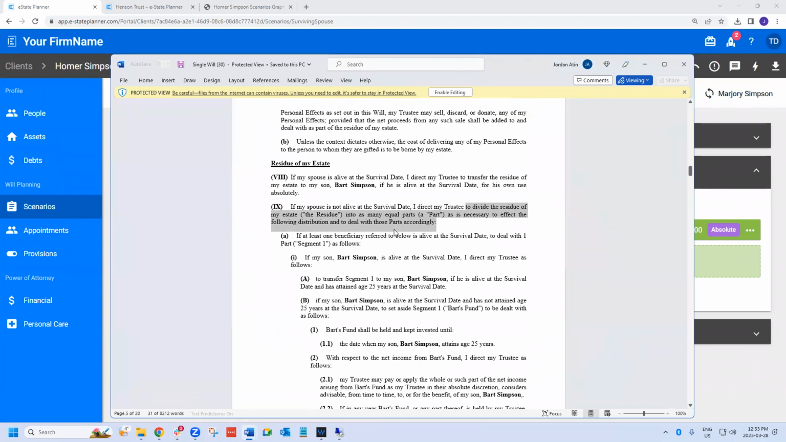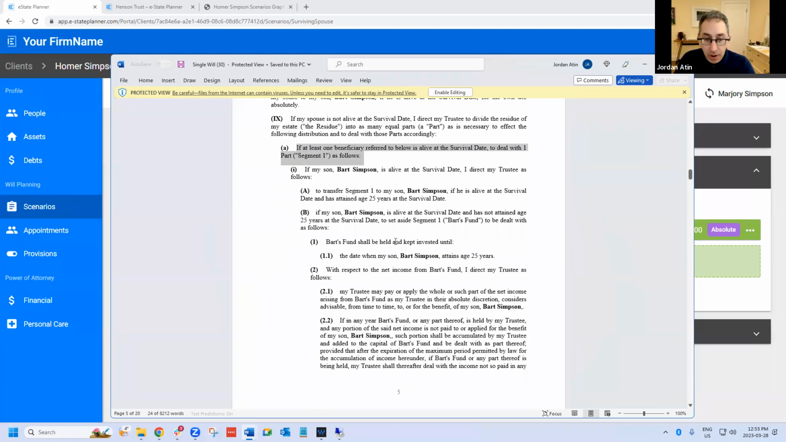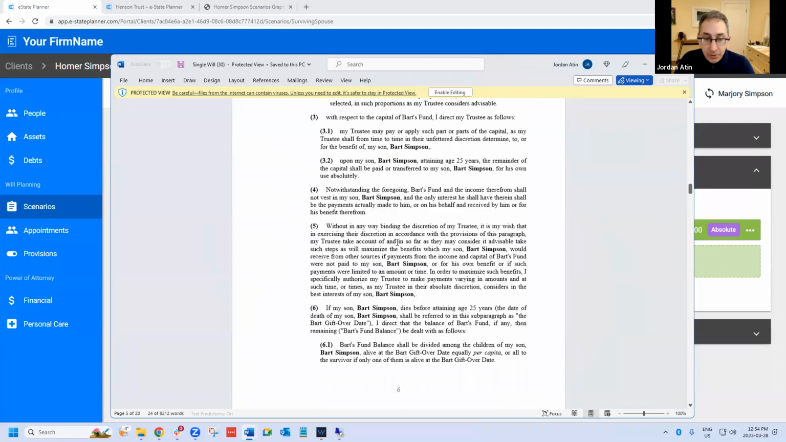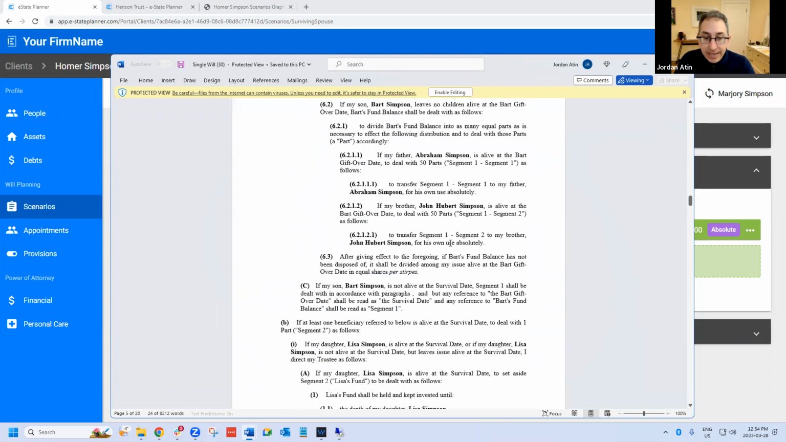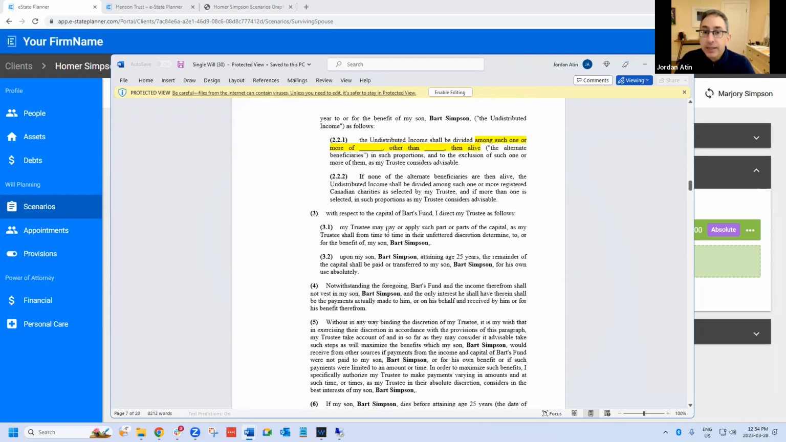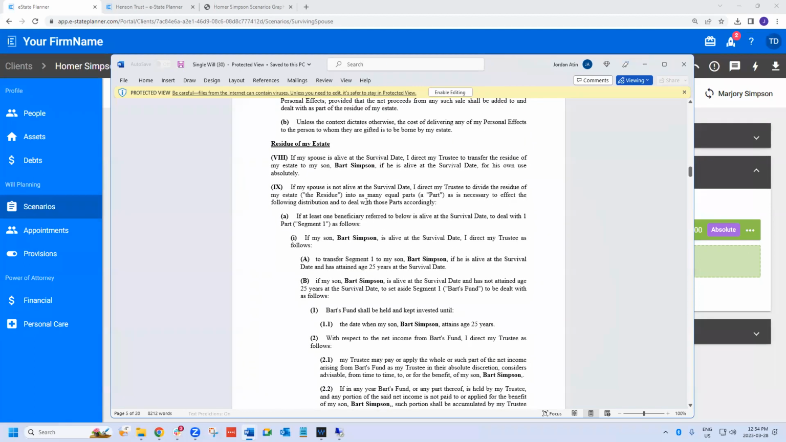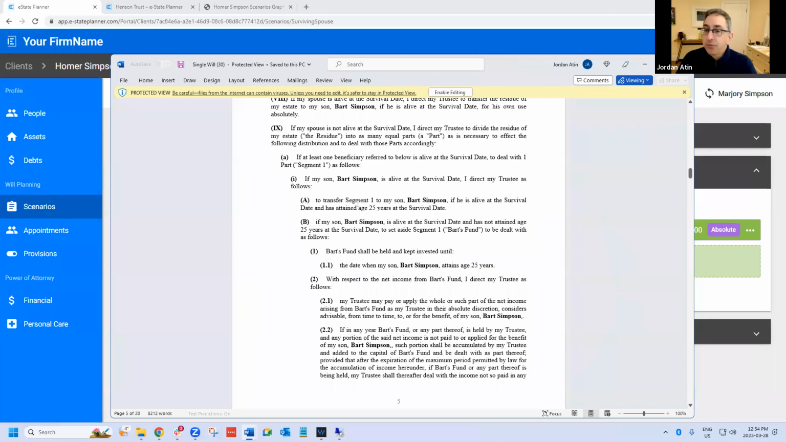So what if there was a gift over in that first part? Then you'd still need it, because look at this. It says if at least one beneficiary referred to below is alive, deal with one part. So you could go all the way down through all the gift overs, right? And oh yeah, it's going to my brother John. Well, John was alive. The part would be created because it's necessary. Okay. And that's how every will is drafted.